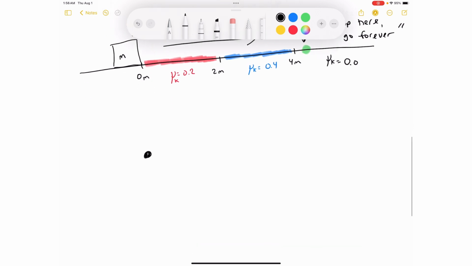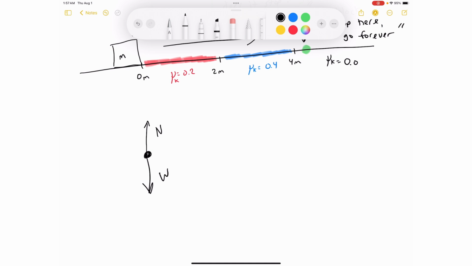So we have this dot here, which represents the box, and I want to put on all the forces. There is a weight, pulling it down. That's the force of gravity. And then because of Newton's third law, there's also the normal force, which is the floor pushing up on the box. So that's the normal force, and that's going up.